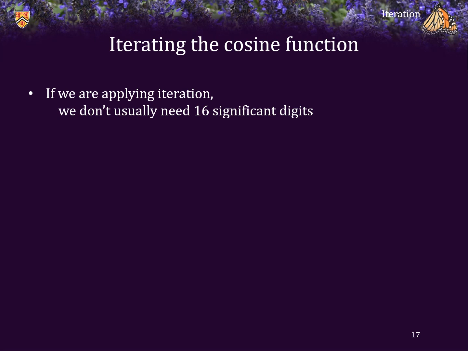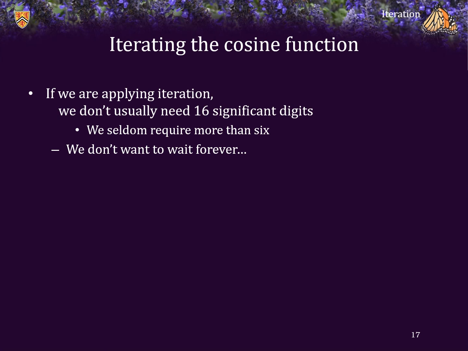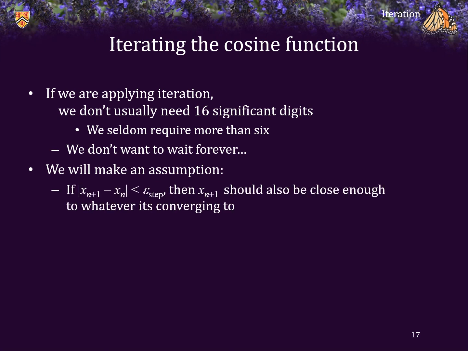But with iteration, we really don't normally need 16 significant digits. In fact, as engineers, we seldom require more than 6 significant digits. And so therefore, we don't want to wait forever, and we don't want to unnecessarily waste computing power. Therefore, we're going to make an assumption. We are going to assume that if 2 successive approximations are close enough, that is, less than some step tolerance, then our most recent iteration should also be close enough to whatever it's converging to.